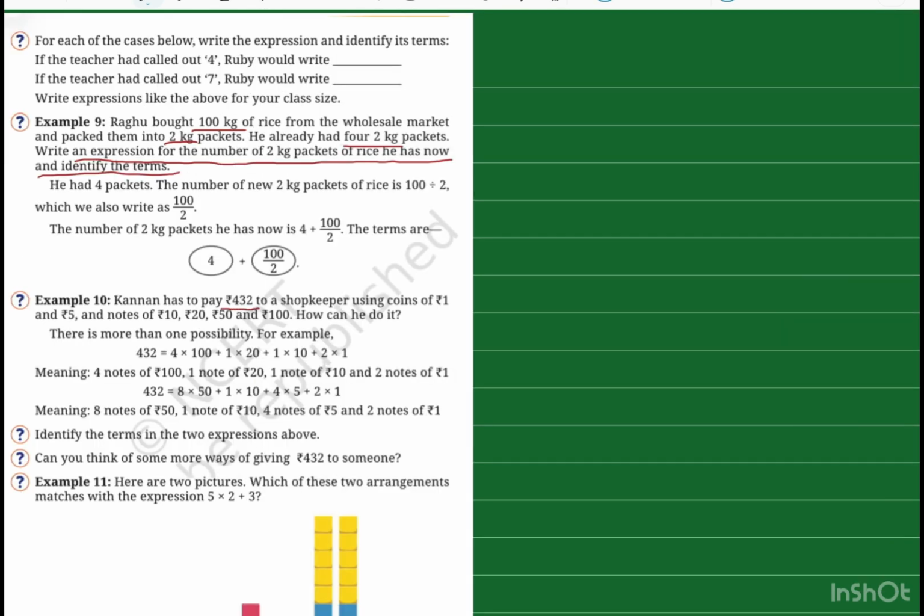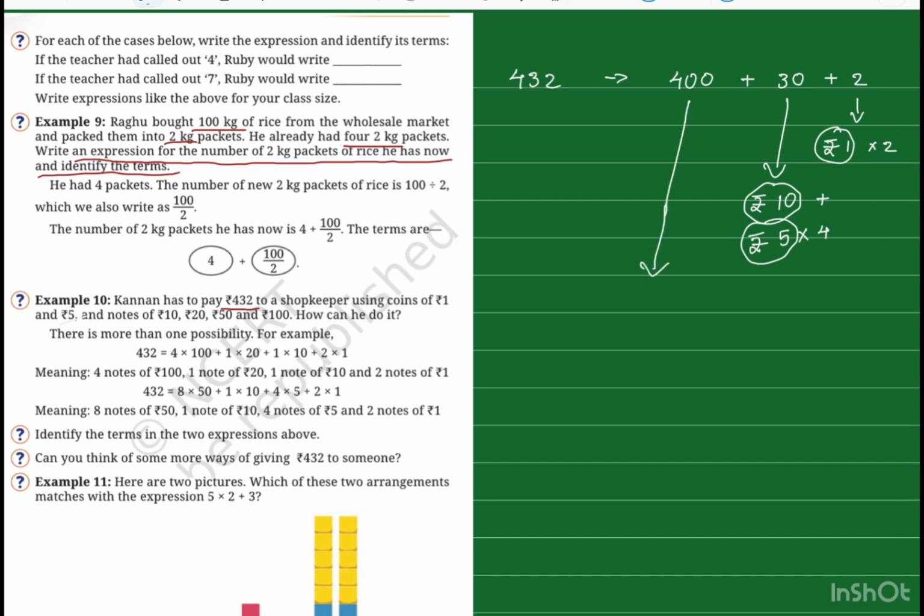Another question, example 10. Kannan has to pay rupees 432 to a shopkeeper using coins of rupees 1, rupees 5 and notes of rupees 10, rupees 20, rupees 50 and rupees 100. How can he do it? Let's split the number 432 into 400 plus 30 plus 2. In 2 we can give two 1 rupee coins. 30 can be given in tens and fives. So one 10 rupee note and four 5 rupee notes.